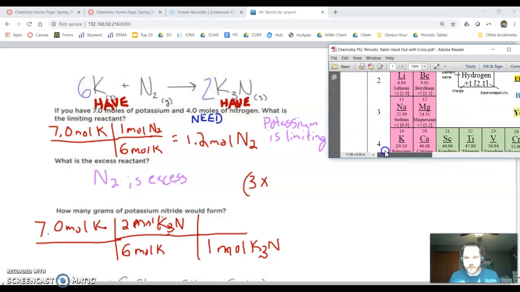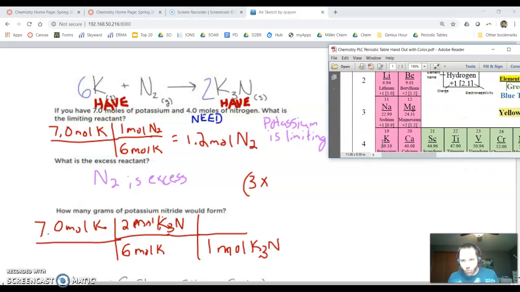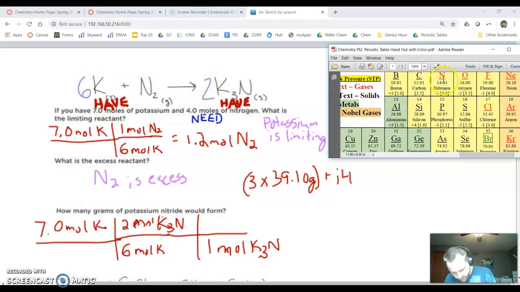So we'll use our periodic table here. We can see 1 mole of potassium is 39.10 grams. Plus we're going to have the mass of a nitrogen. So we can scroll over here, see nitrogen is 14.01. And we find that the mass of potassium nitride is 131.31 grams per mole, and that's why the 1 mole is on bottom.